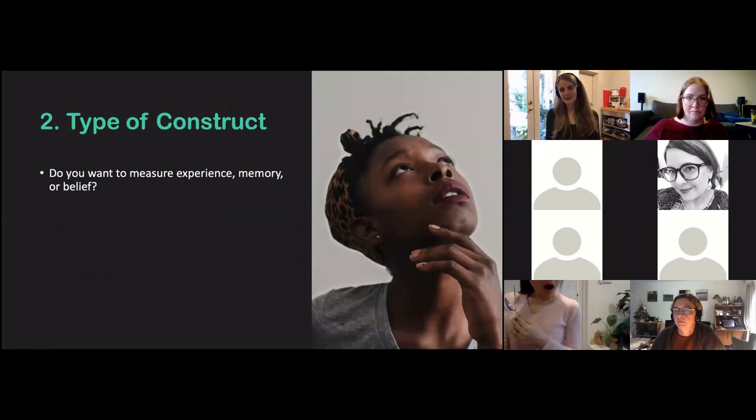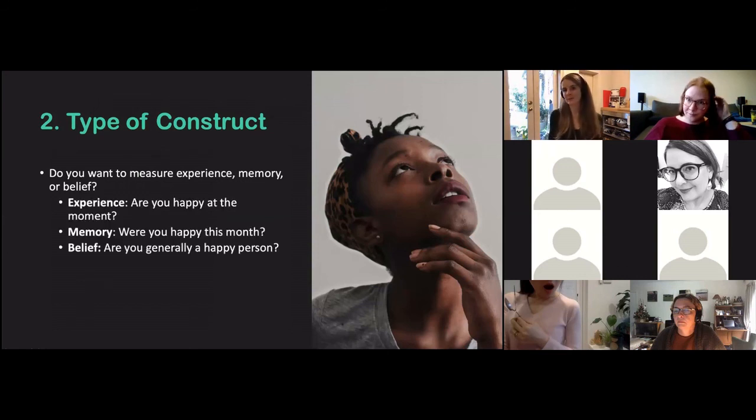Then also think about the type of construct you're looking at. So are you interested in experience, memory, or belief? They're all valid types of self-report, but each is different. So experience might be something like, are you happy at the moment? And that's best for ESM. Memory would be, were you happy this month? And belief would be, are you generally a happy person?